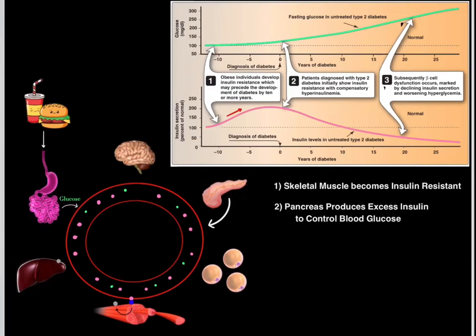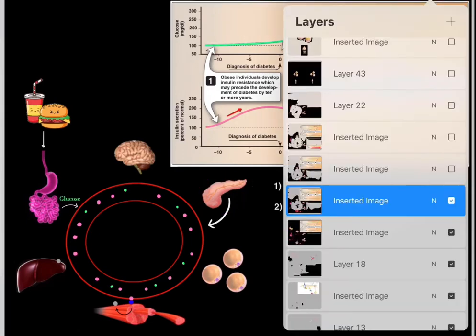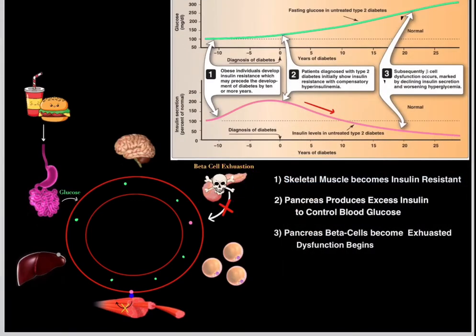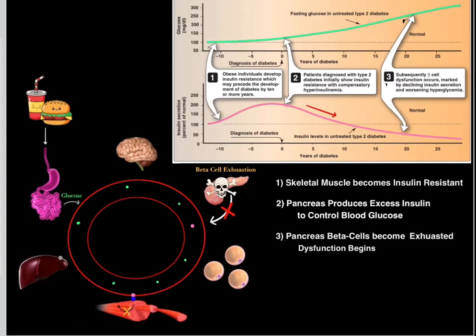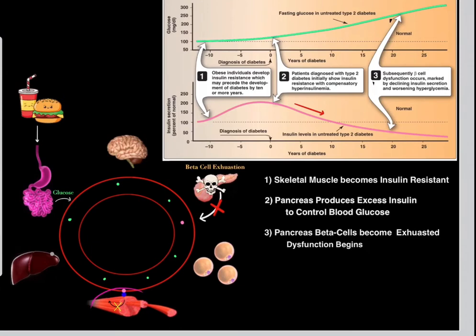However, eventually the beta cells in the pancreas are going to become exhausted, and we're going to see beta cell dysfunction, and these beta cells are going to begin to die. Once these beta cells begin to die, we're going to see much less insulin. So we're going to see the insulin levels decrease. However, remember, the skeletal muscle was already insulin resistant. Now that we have lower levels of insulin, and the skeletal muscle is resistant to the few molecules of insulin we do have around, the skeletal muscle is not going to respond to the insulin. Therefore, we're going to have very low levels of those GLUT4 transporters.